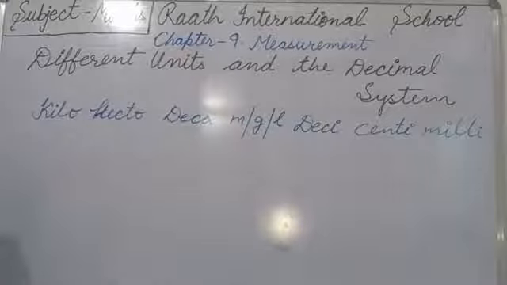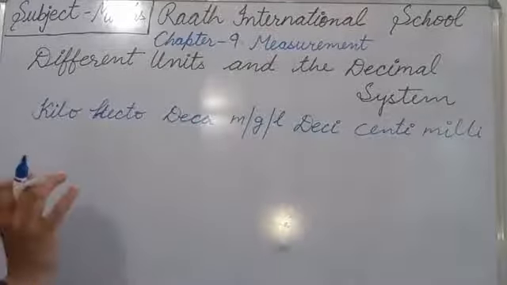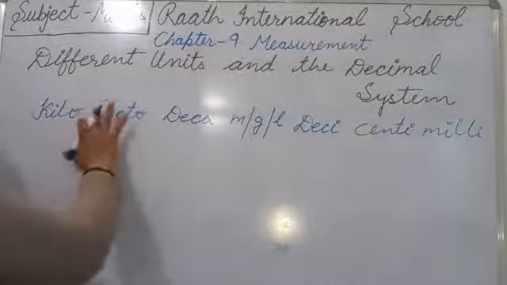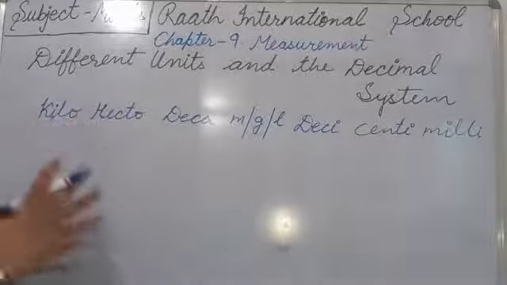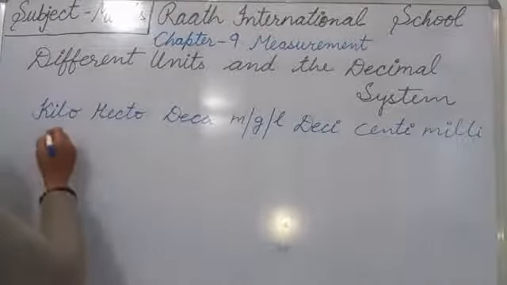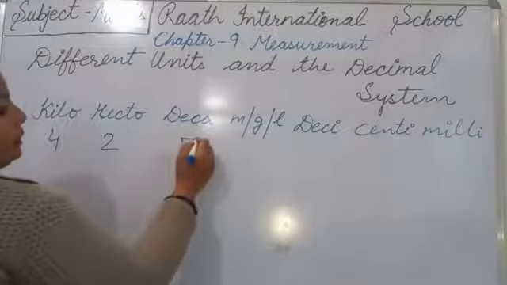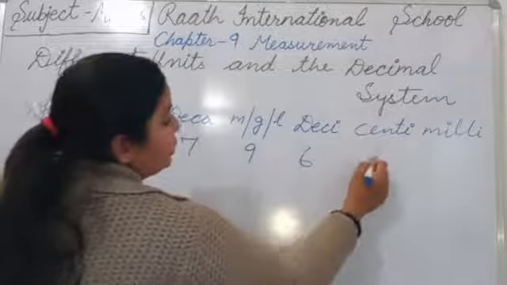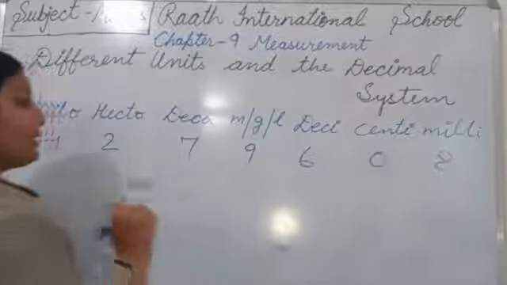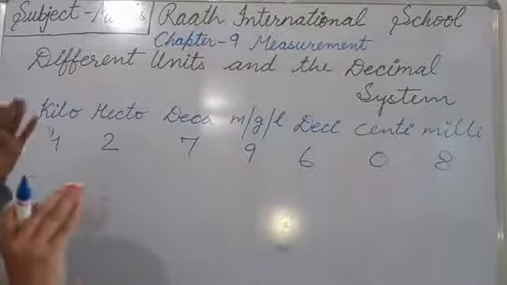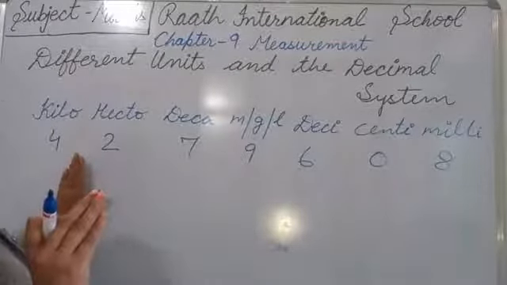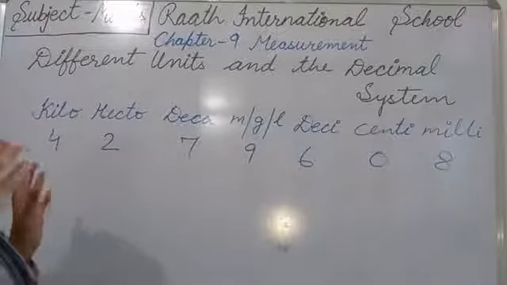Now how do we arrange a number in the decimal system? So aapke paas different units mein jo number hai, how do we arrange that in the decimal system? So suppose we have digits in this column. यहाँ पे हमारे पास जो यूनिट्स हैं, in that we have the digits, suppose we have 4, 2, 7, 9, 6, 0, 8. So how do we write in the decimal system? Whenever we write in the decimal system, after that we are using the decimal point. So that higher unit we use with the number.